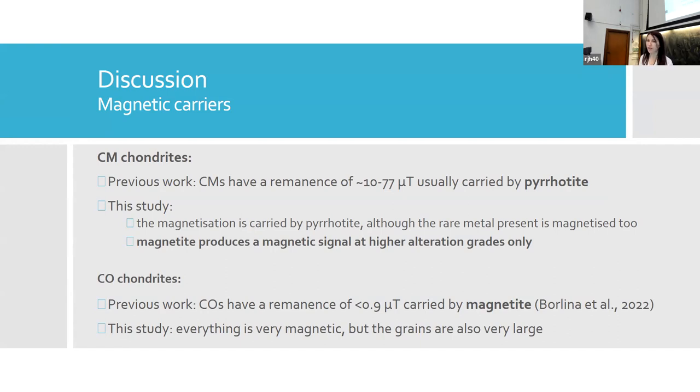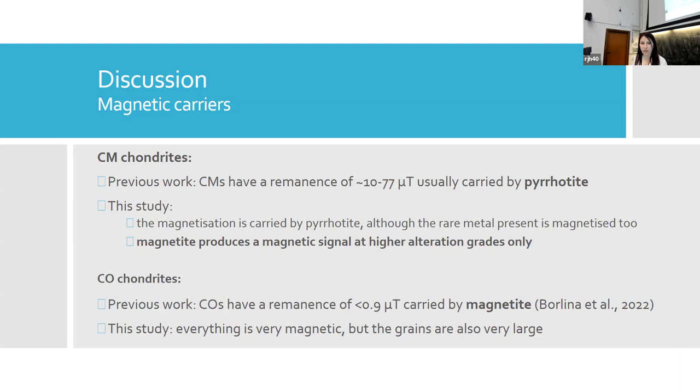In the COs, everything is very magnetic. That could just be because the grains are very large. So in the QDM, a larger grain will show you a stronger signal because of the stray field coming out of a multi-domain grain. So that could be why.